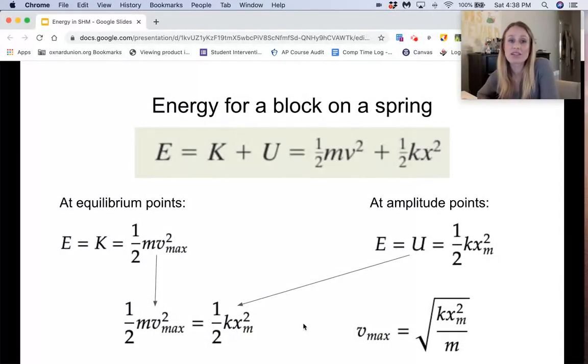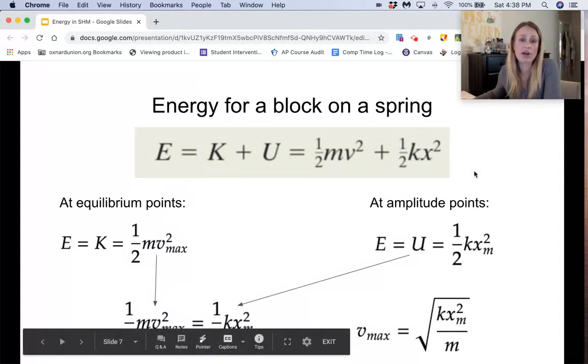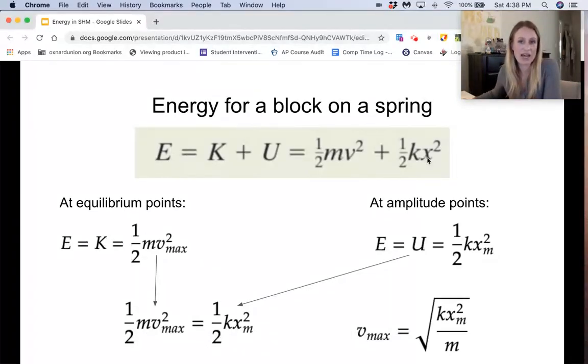Now, for a block on a spring, we can also just use this equation, like I said before, for our total energy if we know the velocity at any point and then the position at that same point. So this is for any point, not just at the amplitude position or at the equilibrium position. However, we know that at the equilibrium points, we have a maximum velocity there because we have maximum kinetic energy and no potential energy. So you can say that total energy is equal to our maximum kinetic energy at the equilibrium point, and that is equal to 1/2 times mass times velocity maximum squared.